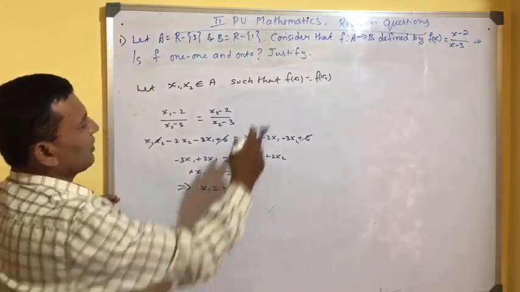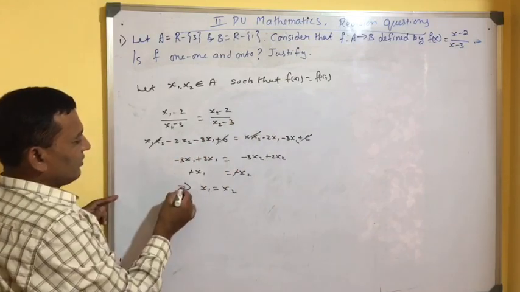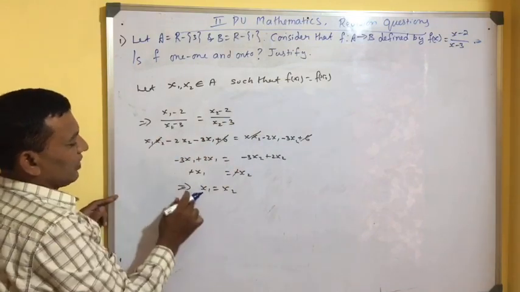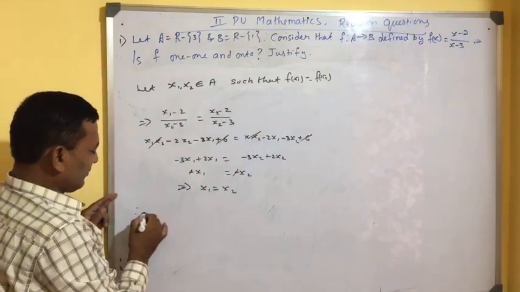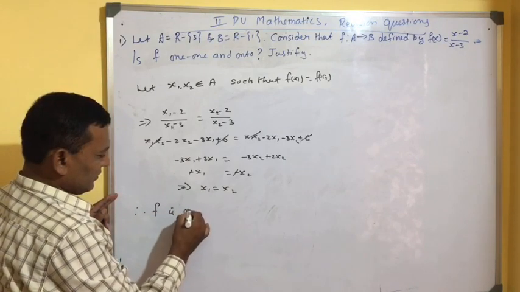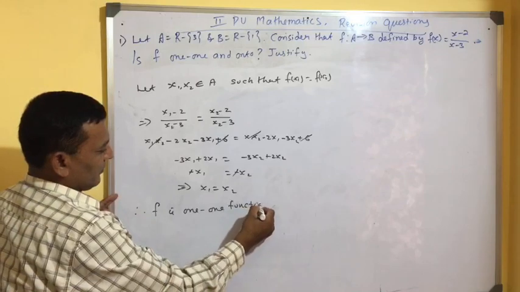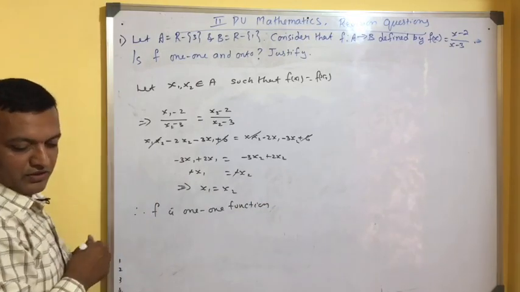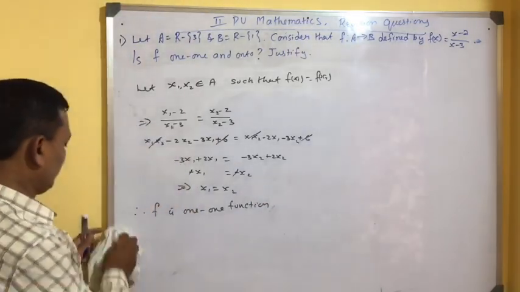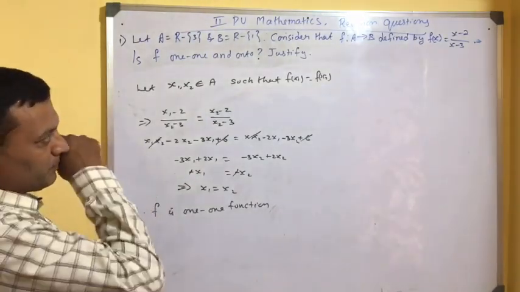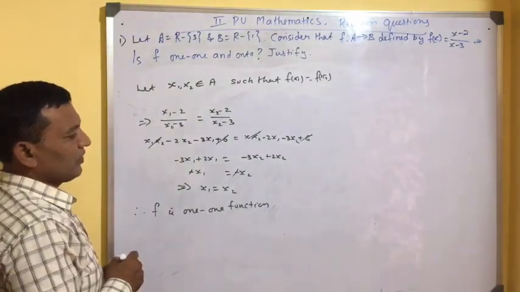See, we started with f of x1 equal to f of x2 and we got x1 equal to x2. Therefore, f is one-one function. We got the justification for this. Now we have to check it for onto. Now to check it for onto, we'll see here.